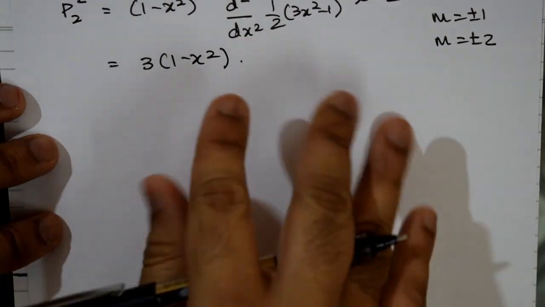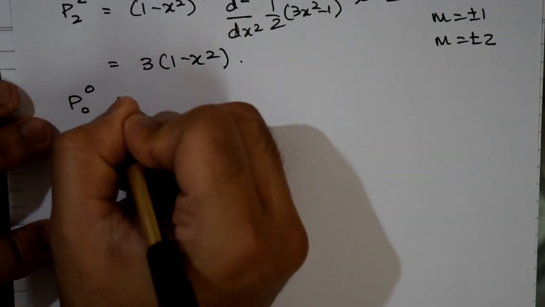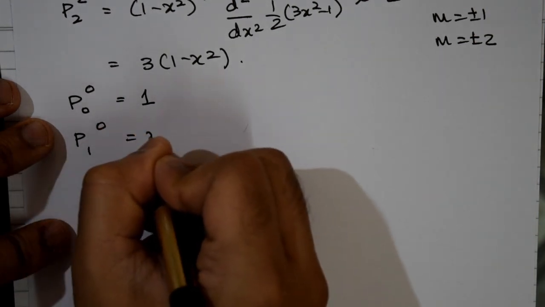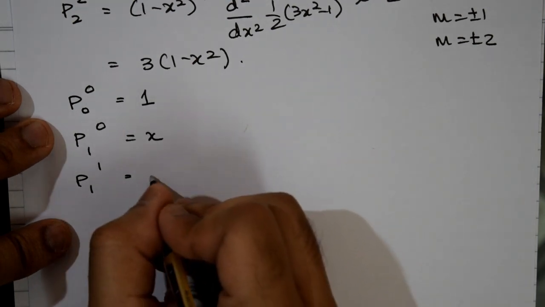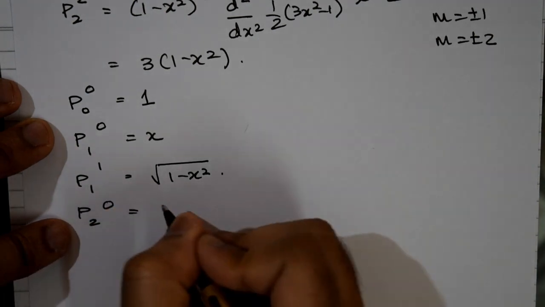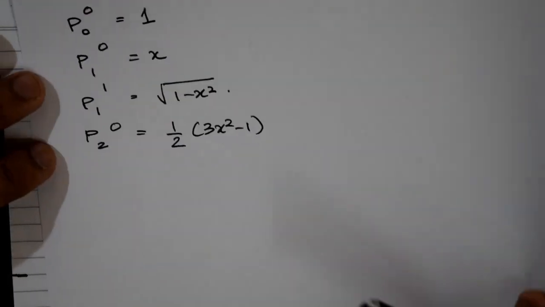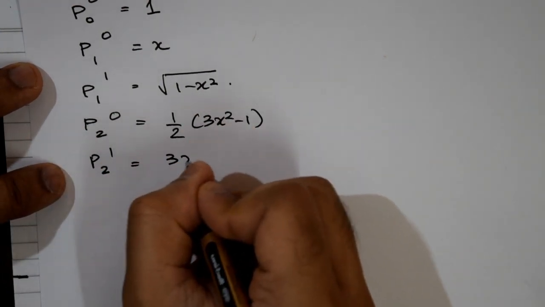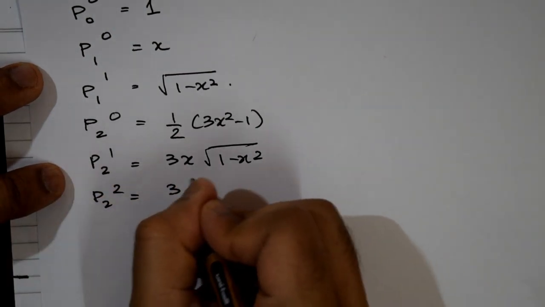So let's rewrite whatever we learned so far. P_0^0 is going to be 1. P_1^0 is going to be x. P_1^1 is going to be square root of 1 minus x squared. P_2^0 is 1 over 2 times 3x squared minus 1. P_2^1 is 3x times the square root of 1 minus x squared. P_2^2 is 3 times 1 minus x squared.